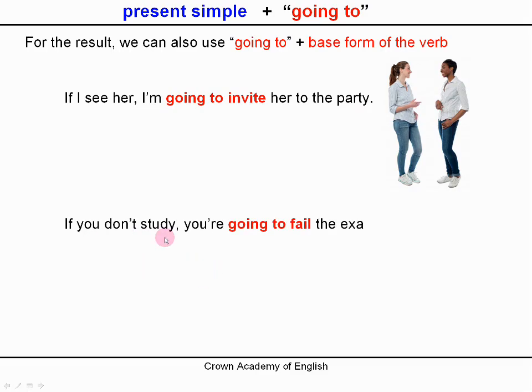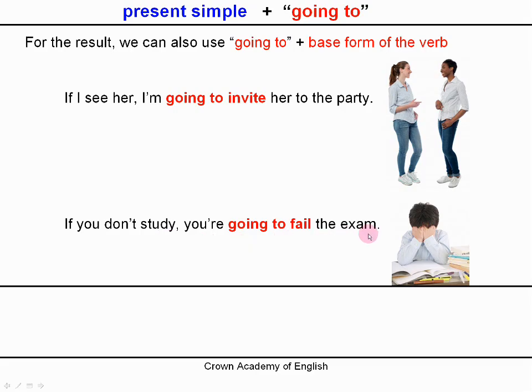If you don't study, you're going to fail the exam. And so this structure, going to, is slightly stronger than the future simple. When we use going to, we are emphasizing the result. We are concentrating more on the result.